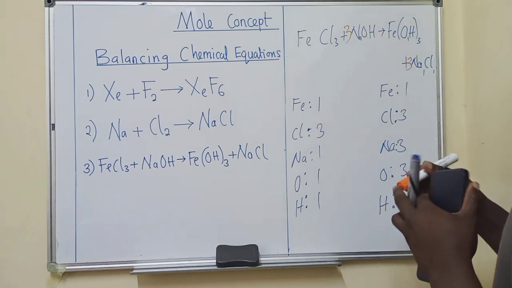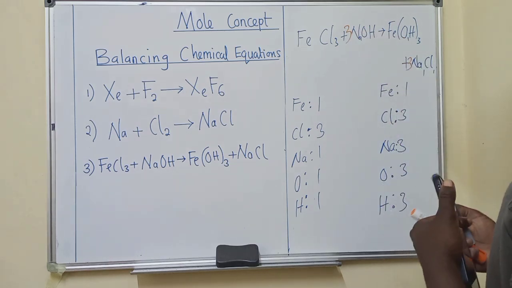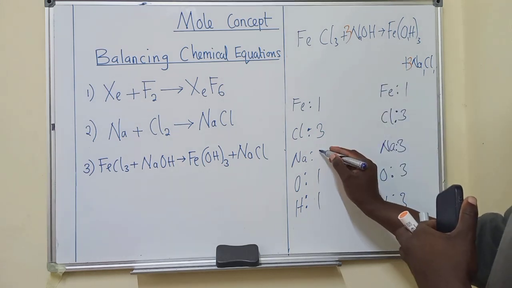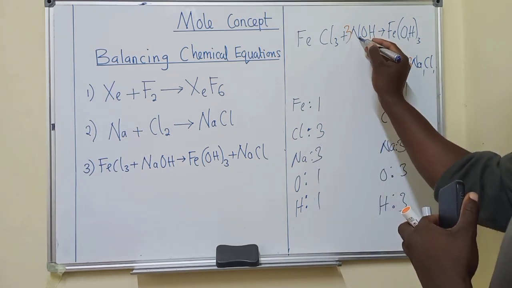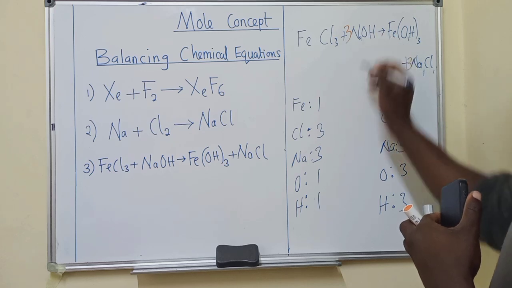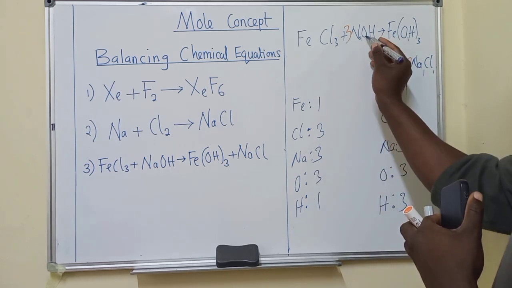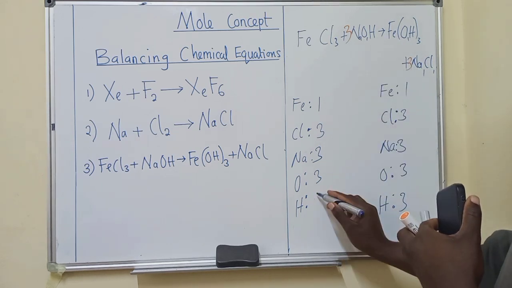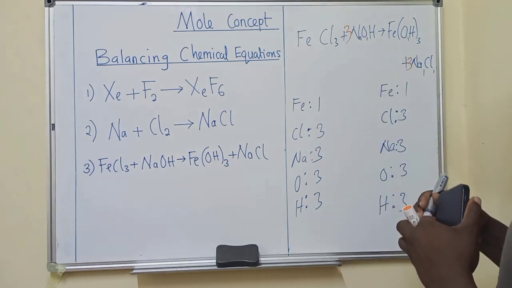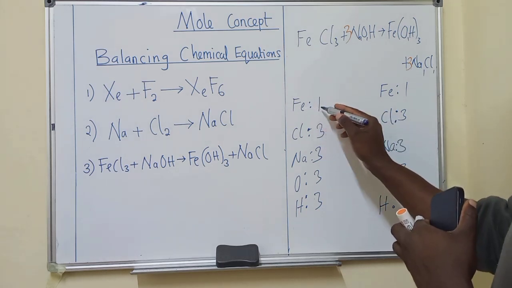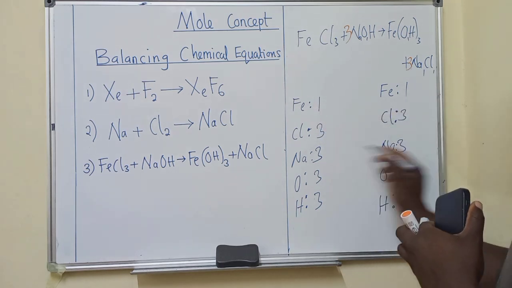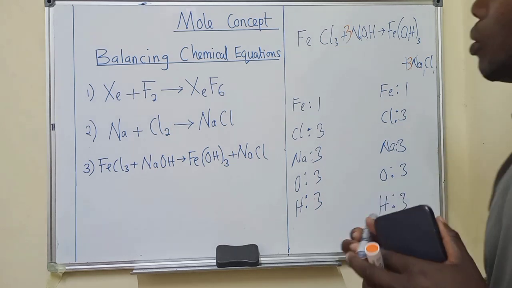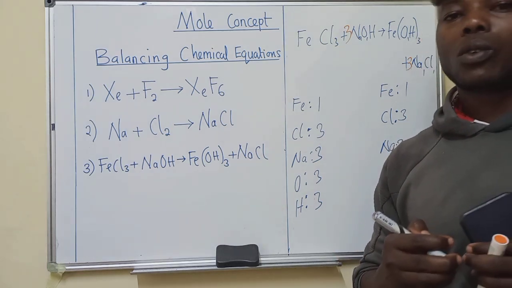Now we have a 3 on sodium. This sodium is 3, meaning oxygen also has a 3 because of the coefficient in front, 3 times the 1 is 3. Hydrogen has a 3. Now when we look at the equation, it's balanced. It's balanced. So this is how you balance chemical equations.